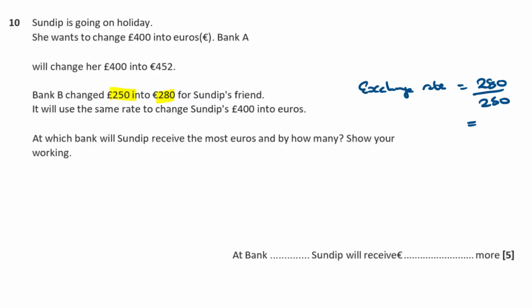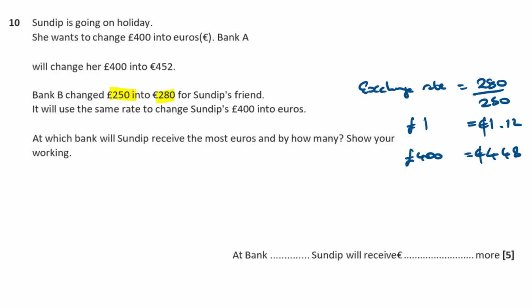Okay, so the exchange rate is 280 divided by 250. That comes out to be 1.12, which is basically £1 will get you €1.12. Okay, so if I have £400 to change, I'm going to take 1.12 euros and times it by 400, and that's going to give me 448. So 448 euros from Bank B.